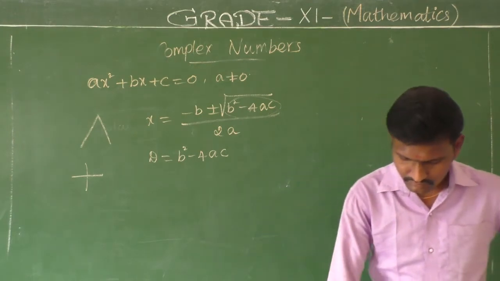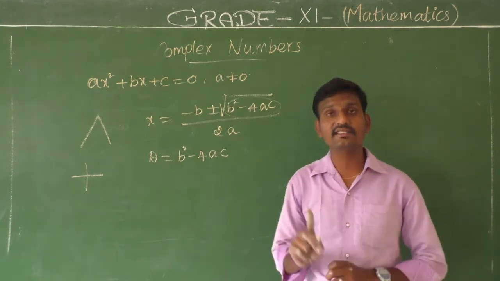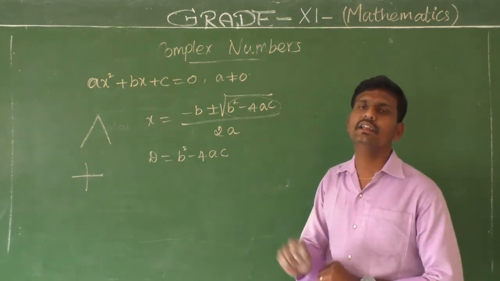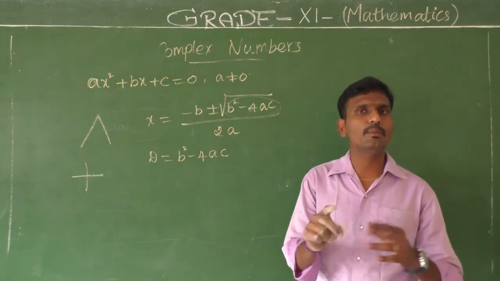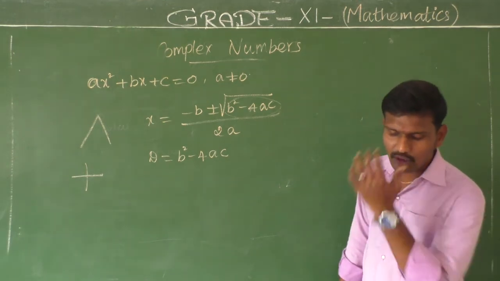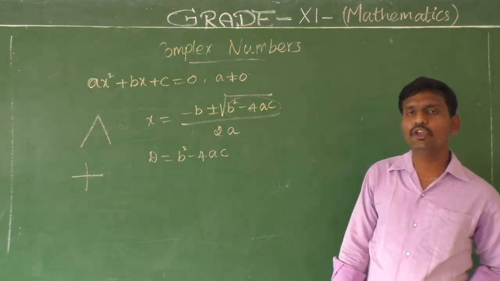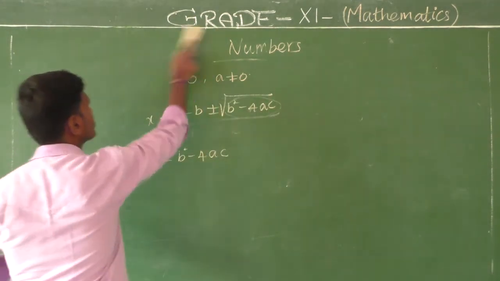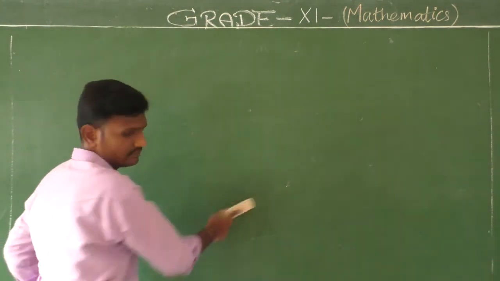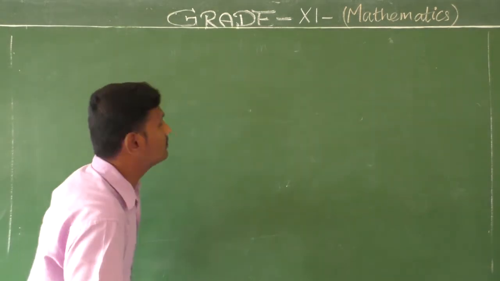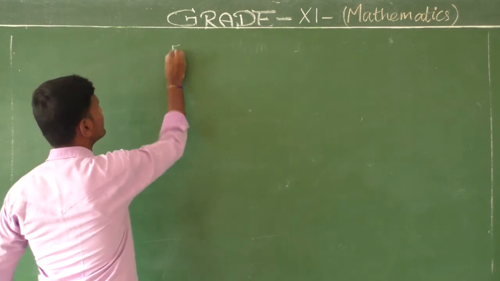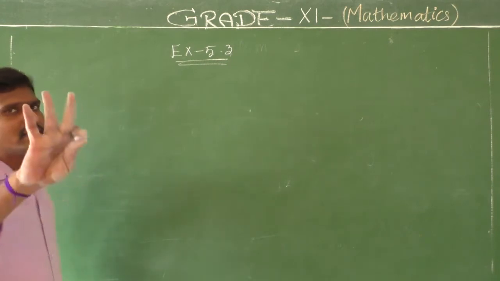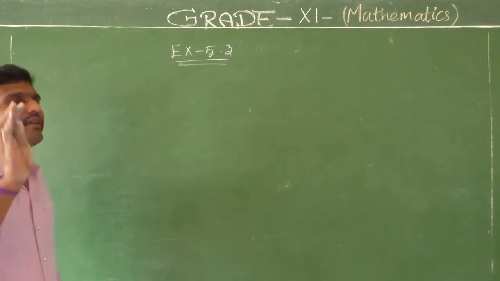So students, exercise 5.3 is a very simple exercise. You have only one pattern for solving quadratic equations to get complex numbers, and you have only 2-3 types of questions. I am giving you the basic type as well as the higher order. So next, exercise 5.3. You have only 3 examples, and based on that I will explain now.